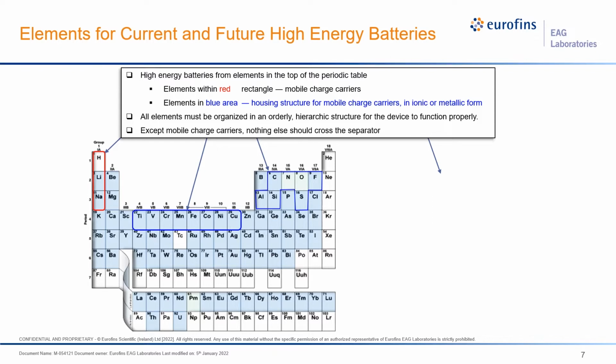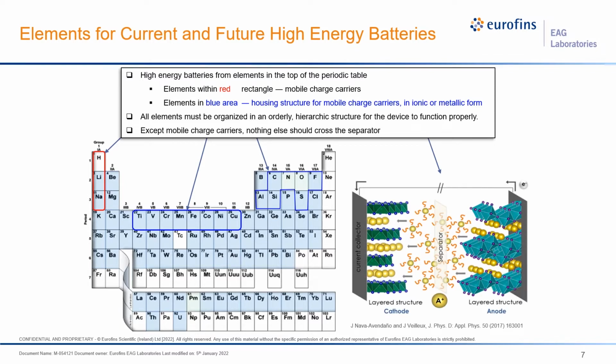And with that, this brings the main functions. So you can see, you cannot just randomly throw those atoms together. You have to organize them in an orderly hierarchical structure for the device to function properly. For example, for the cathode and anode, one way to structure them is to make a layered structure so that the lithium ions or other mobile charges can go in and out very quickly. And those oxides also create a high electric potential so that the open cell voltage can be high, and then we can have high energy densities.